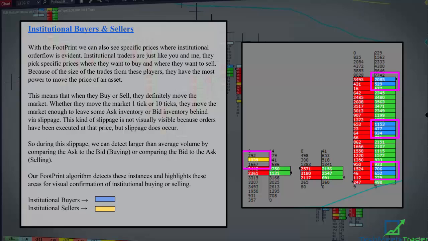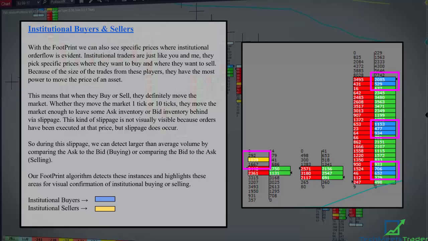Whether they move the market 1 tick or 10 ticks, they move the market enough to leave some ask inventory or bid inventory behind via slippage. This kind of slippage is not visually visible because orders have been executed at that price, but slippage does occur. During this slippage, we can detect larger than average volume by comparing the ask to the bid, which would be buying, or comparing the bid to the ask, which would be selling.